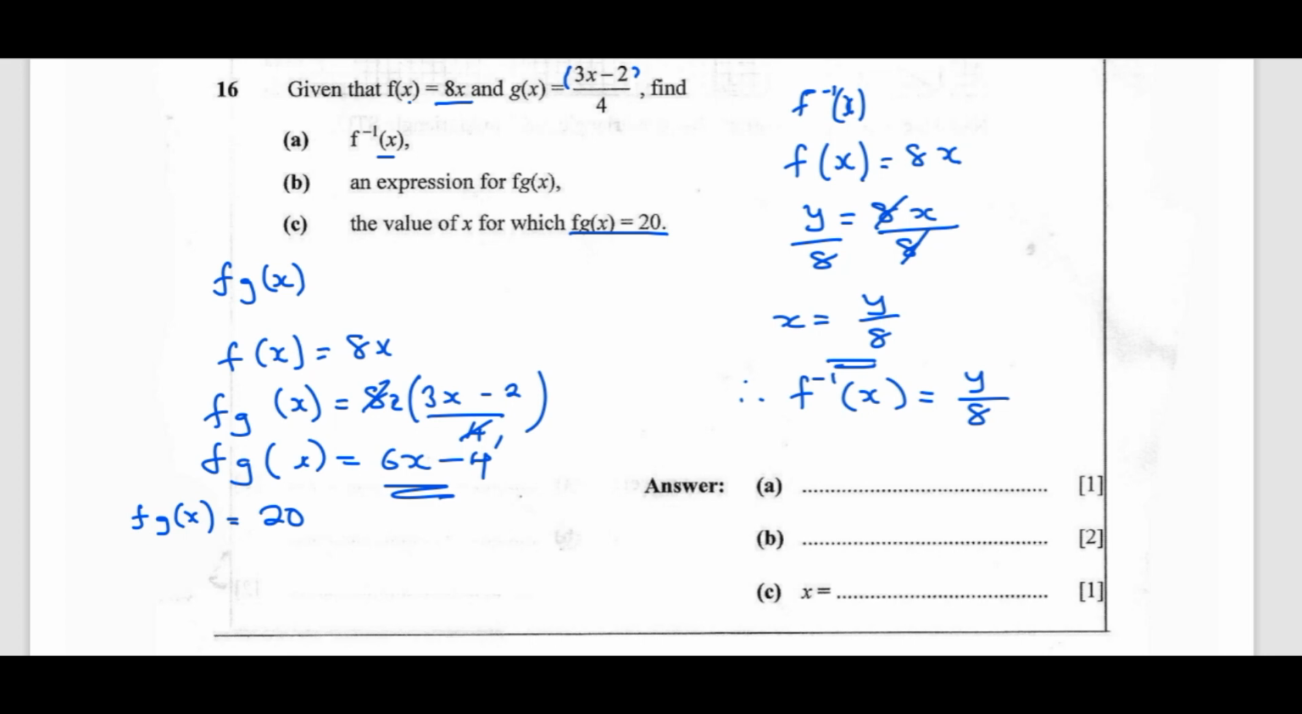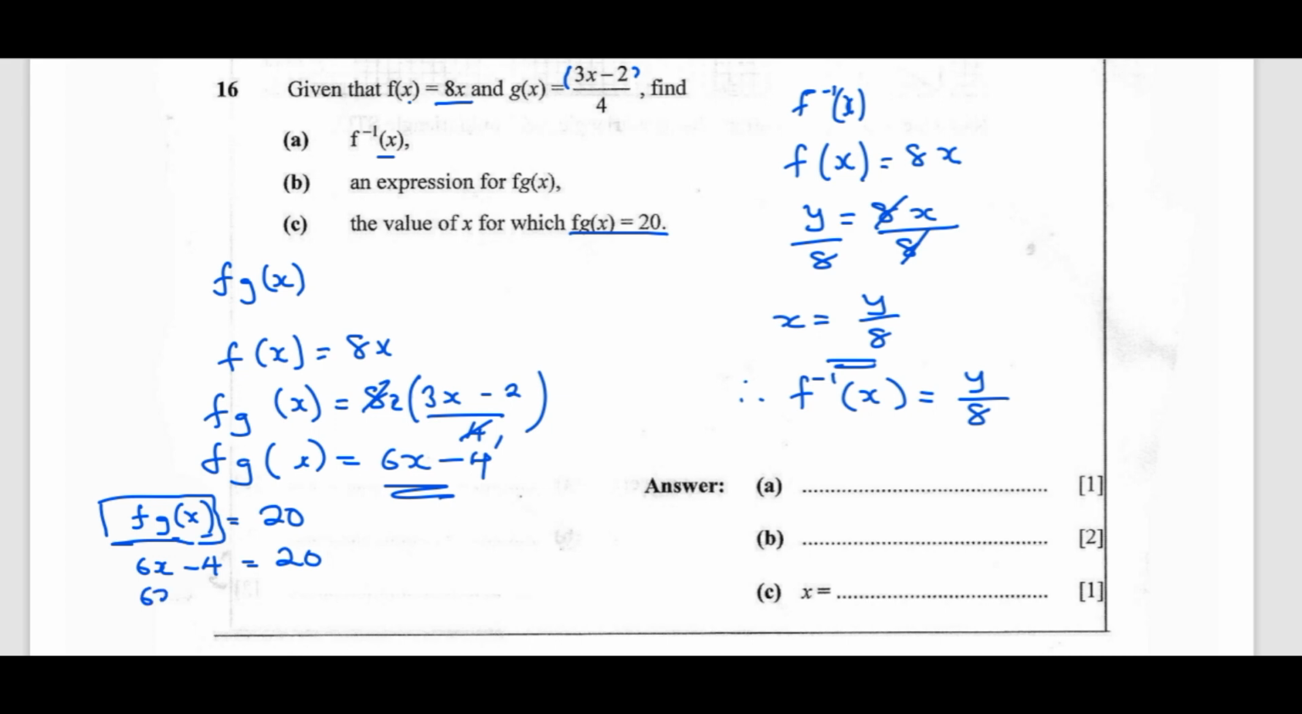Now we want to solve for what? For x. So when you look at this, do we have this? Do we have this? Do we have it? Yes, we have it because we've solved. So we substitute. So 6x minus 4 is equal to 20. And then we can solve.